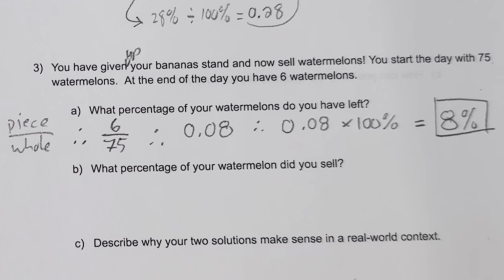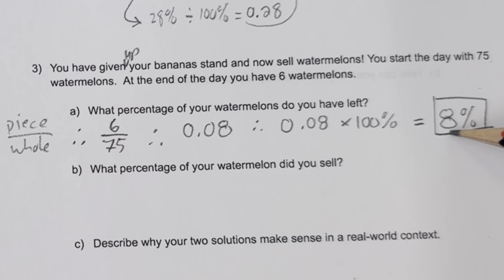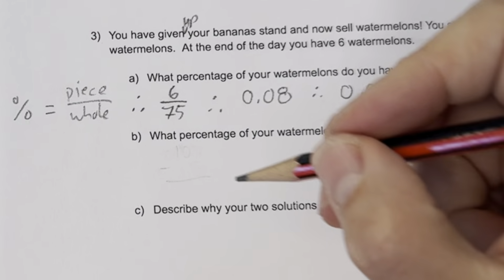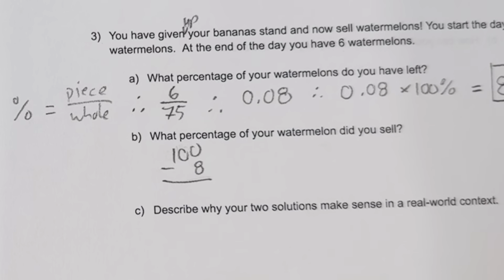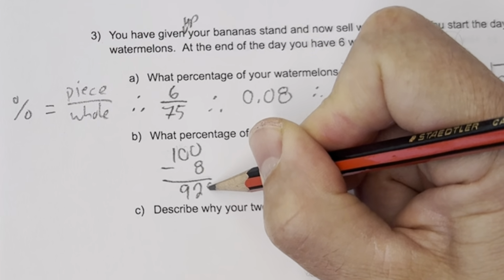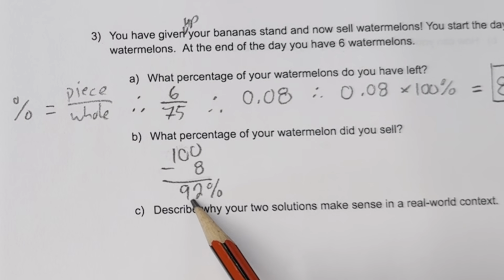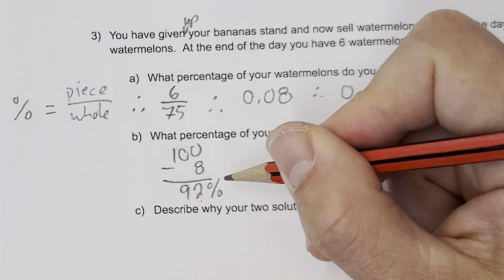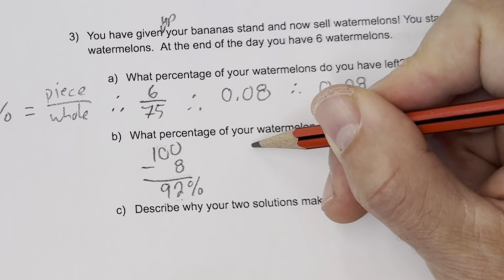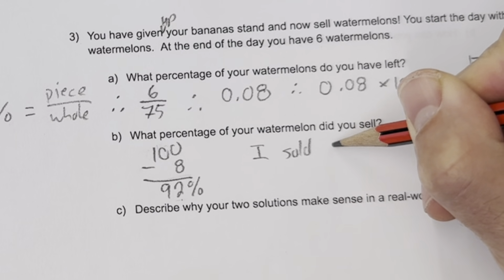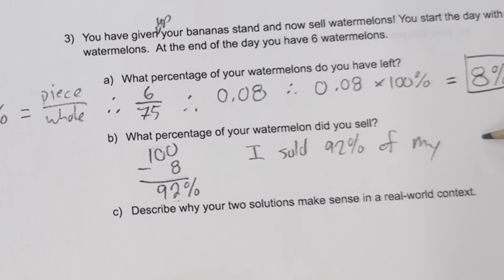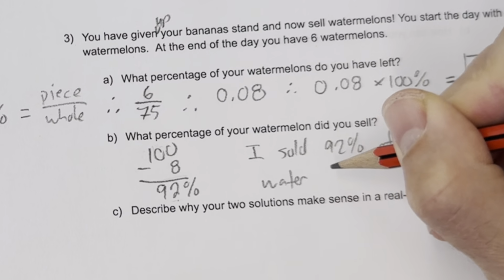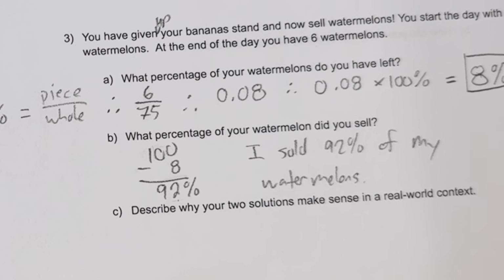Well, if you think about it, if we have 8% left, we started with 100%, so you get 100% minus the 8%, and you're going to be left with 92%. So we know we actually sold 92%. Let's write that sentence. I sold 92% of my watermelons. There we go.